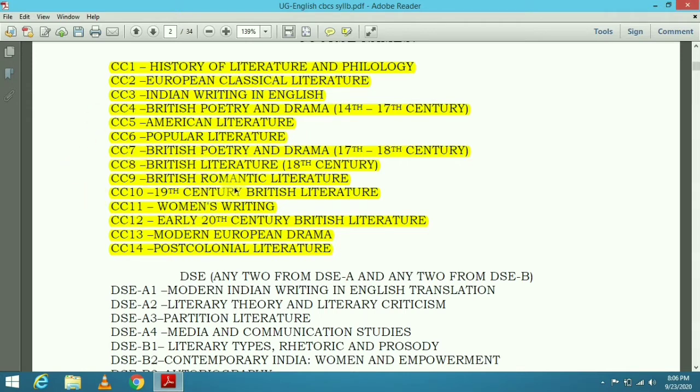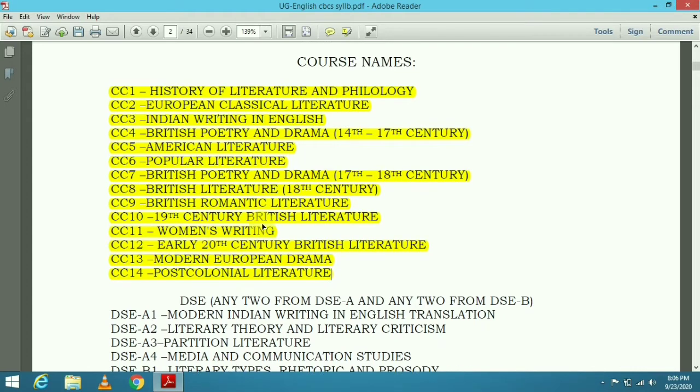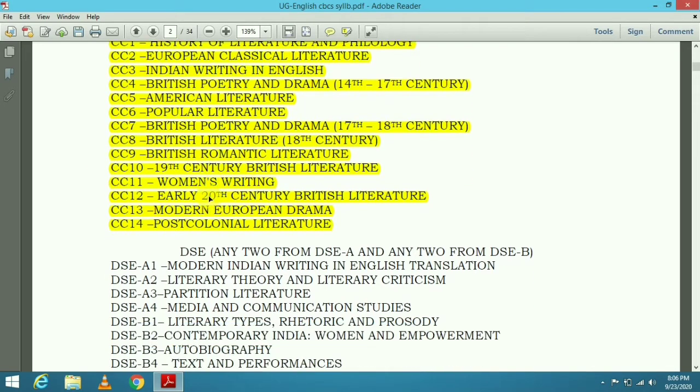So that era is here, British romantic literature. CC10, 19th century British literature. CC11, women's writing. The written pieces of women are important for you to understand. CC12, early 20th century British literature. CC13, modern European drama. CC14, post colonial literature. So these were all the CC courses.